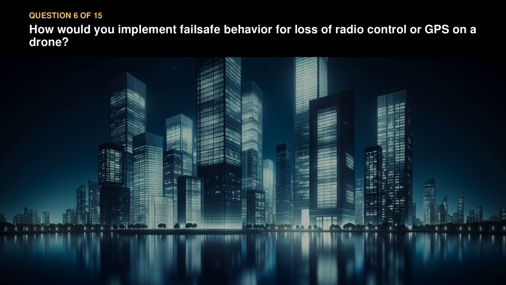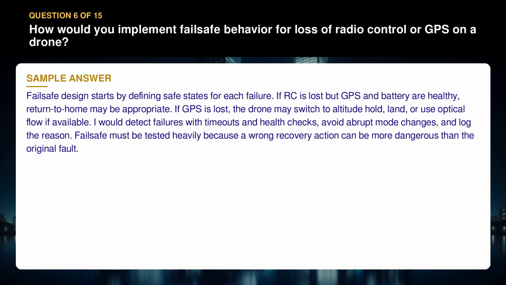Question 6. How would you implement failsafe behavior for loss of radio control or GPS on a drone? Failsafe design starts by defining safe states for each failure. If RC is lost but GPS and battery are healthy, return to home may be appropriate. If GPS is lost, the drone may switch to altitude hold, land, or use optical flow if available.